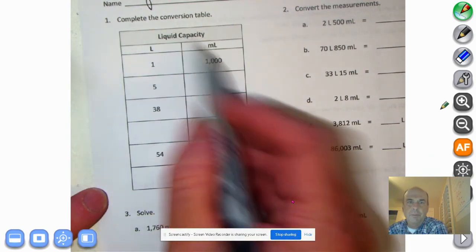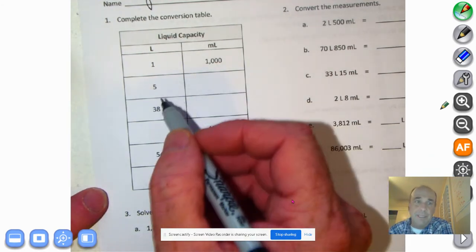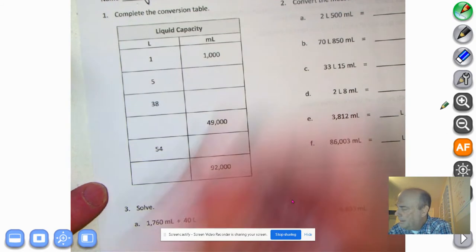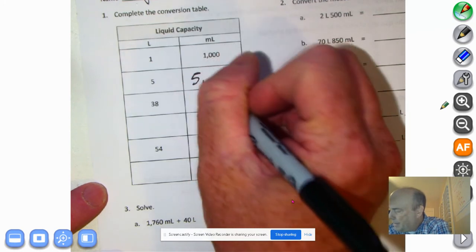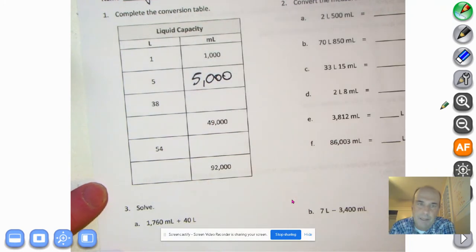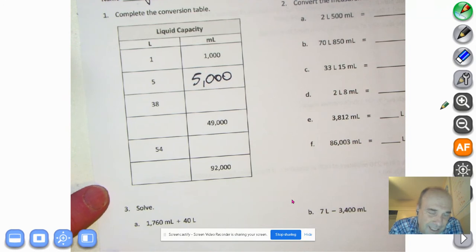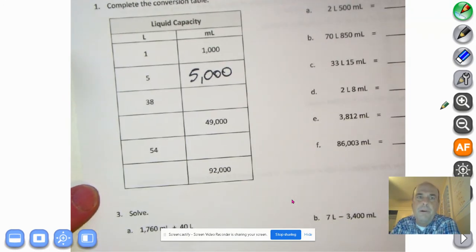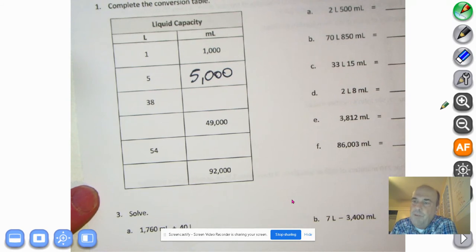So if 1 liter equals 1,000 milliliters, I think we can safely say, my personal opinion and fact, that 5 liters equals 5,000 milliliters. Okay, we're up with number 38. Why don't you try to fill that one in on your own? And if you wrote down 38,000 milliliters, you'd be absolutely correct.